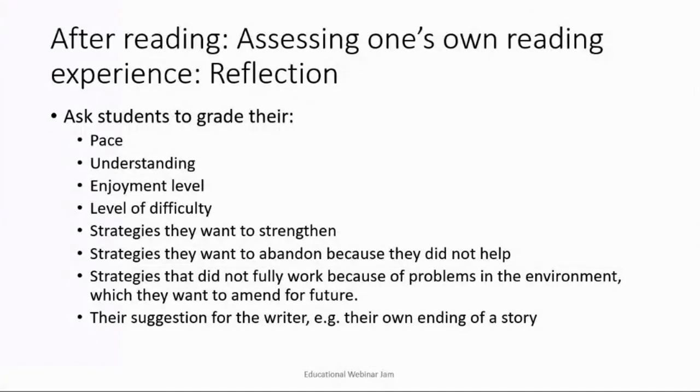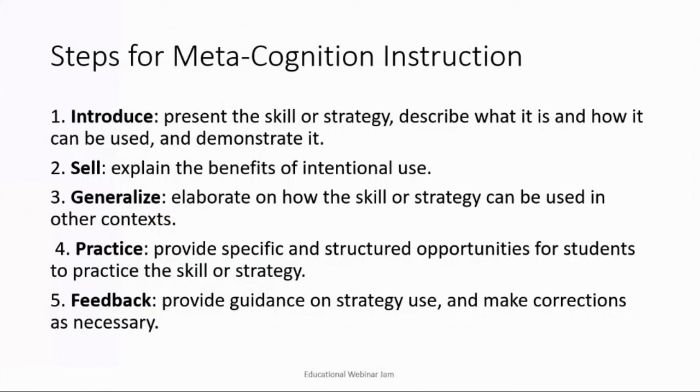So finally, you can ask them for their suggestions. For the writer who wrote the story, you can ask them for their own ending of the story, to enable them to think more independently. So, steps for metacognition instruction. Number one, introduce. Present the skill, present the strategy explicitly, describe it, what it is, how it can be used, and demonstrate it, show them.